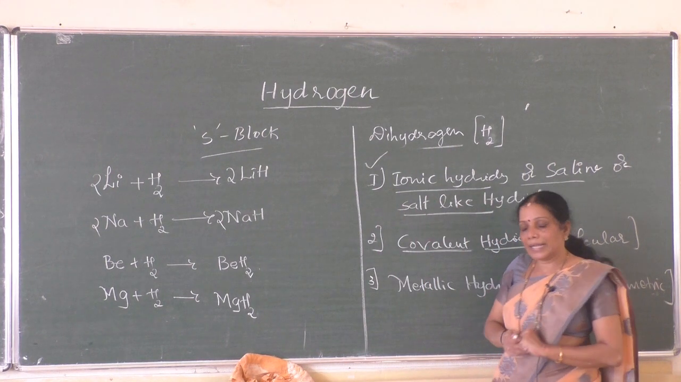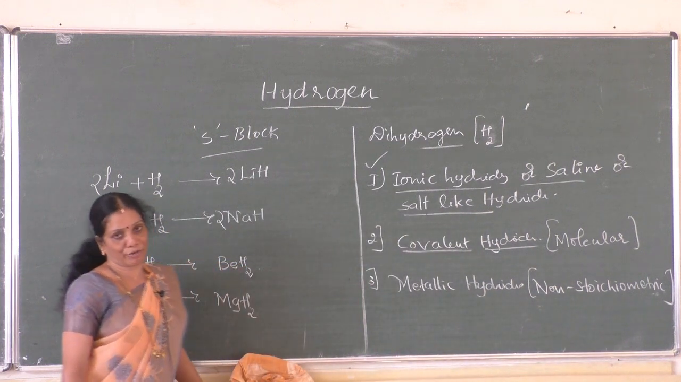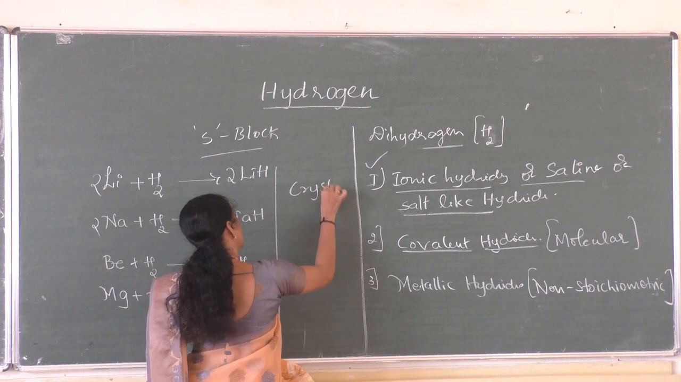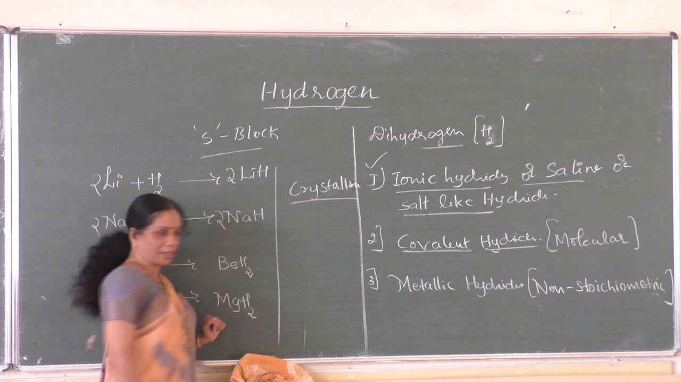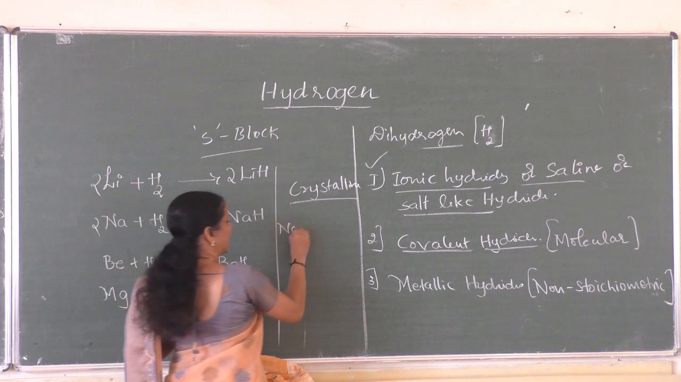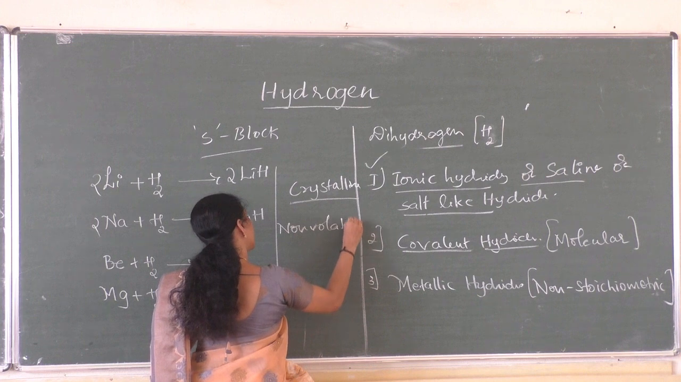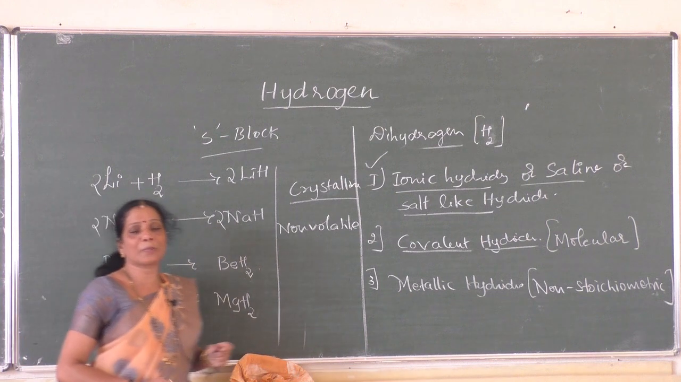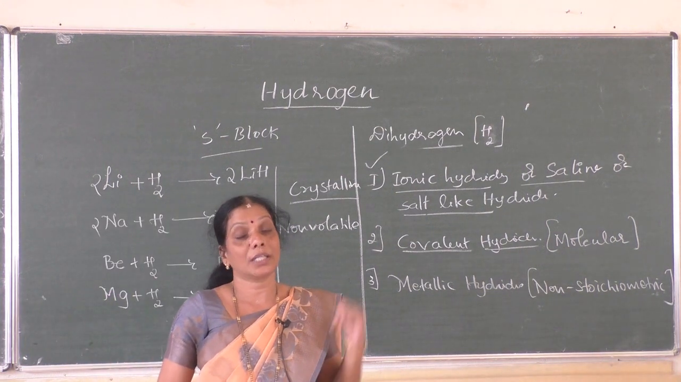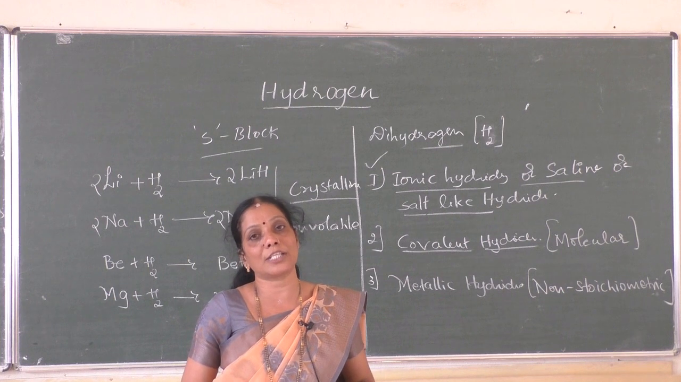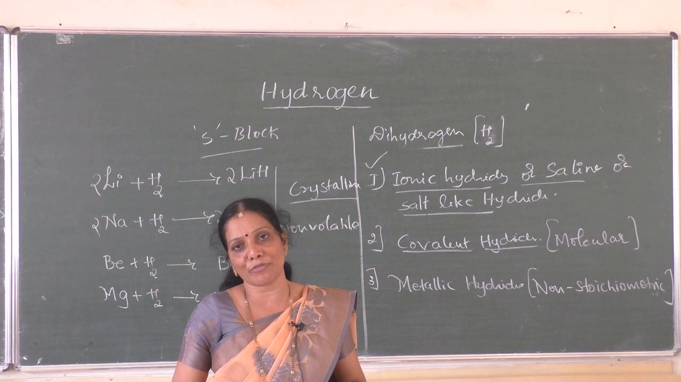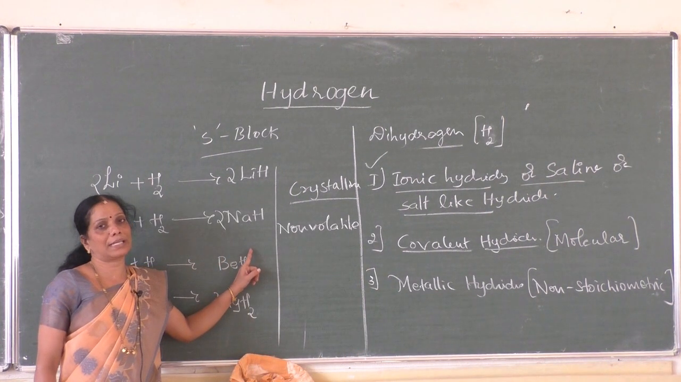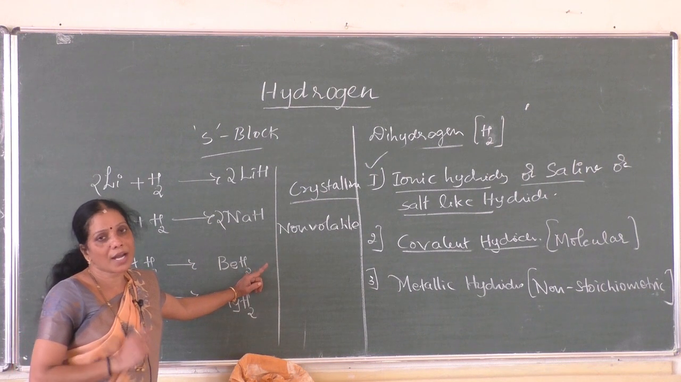Ionic hydride. Listen here students, any ionic hydride you consider is always crystalline in nature, and they are non-volatile. These ionic hydrides are non-volatile in nature, not highly volatile. What is meant by volatile? Easily vaporizable compounds. They are non-volatile, meaning their melting point is always very, very high. The melting point or boiling point, if you consider it in the liquid form, is always very high. Therefore, they are always non-volatile, not easily vaporizable compounds.